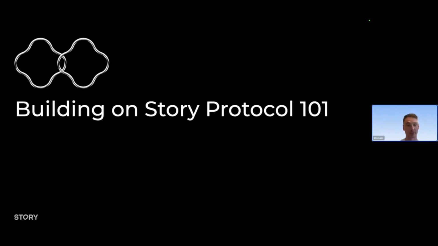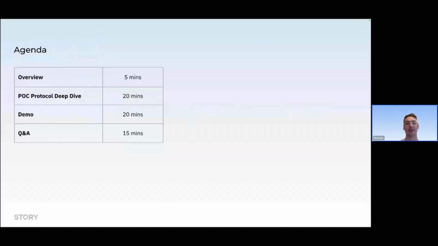Building on Story Protocol 101. We have a pretty packed agenda. First, we will go into an overview of the protocol. Then we will deep dive into the Proof of Creativity protocol, which is our smart contract protocol that lets you program IP, and we will go into details of how it works. Then we'll go over a coding demo, of course. And I'll leave time at the end of the workshop for Q&A. So let's get started.